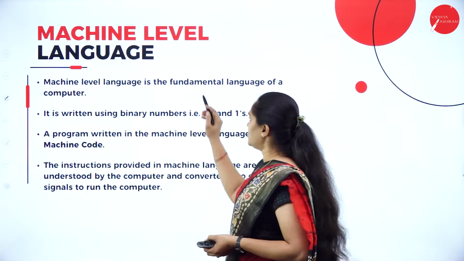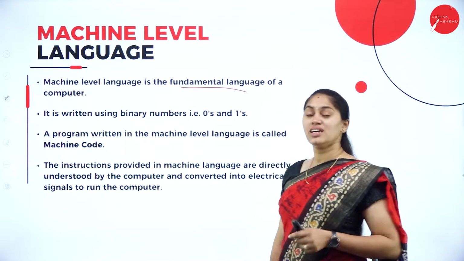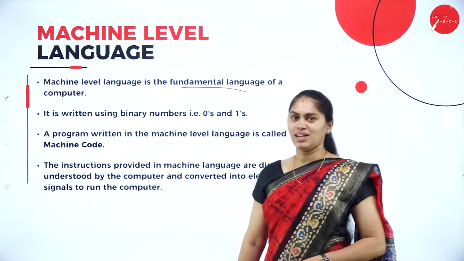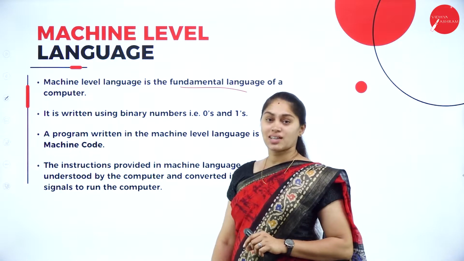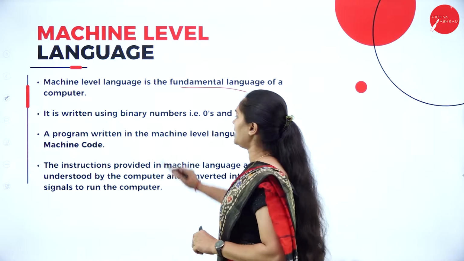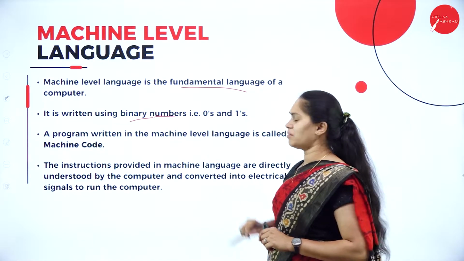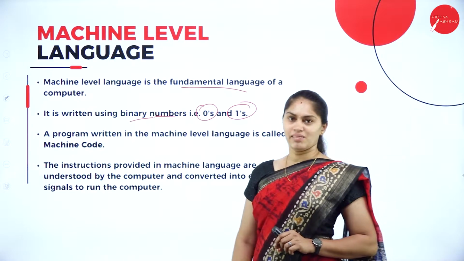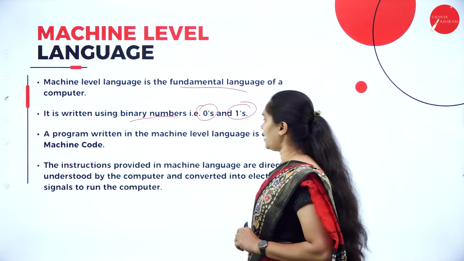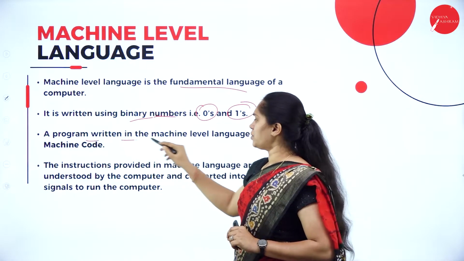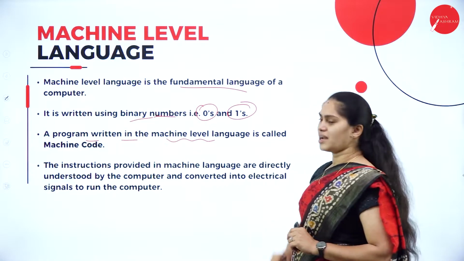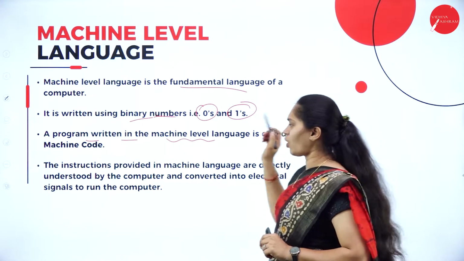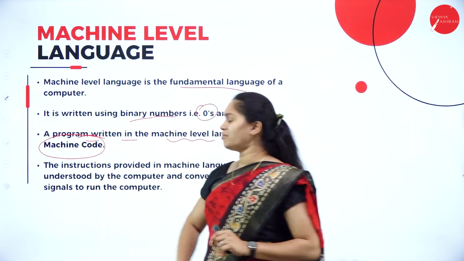So mainly this is the fundamental language of a computer. Why? Because it is fundamental. This is the only language which a computer can understand. And with the help of this binary number, that is zeros and ones, we are writing machine level language programming. Whenever we write a program using MLL, or machine level language, we call that code machine code.